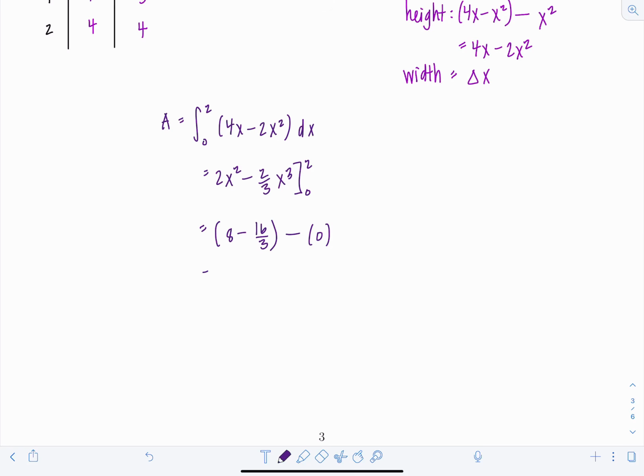Okay, and then what does this give us? So 8 is 24 over 3 minus 16 over 3, that's 8 over 3. Beautiful. Normally, when you do area between curves, the integrals themselves will not be too hard to compute. The meat of the work is going to be in the setup, in the graphs and all of that. Okay, are you having fun? Let's look at another example.